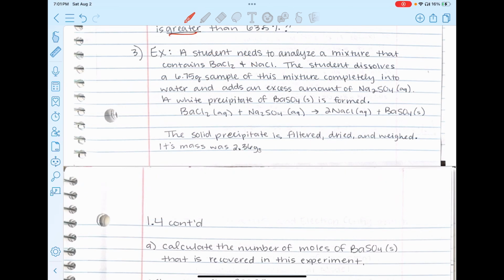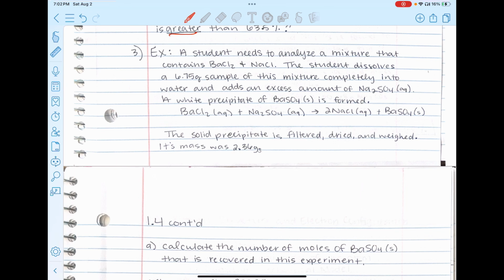Example 3. The student needs to analyze a mixture that contains barium chloride and sodium chloride. The student dissolves a 6.75 gram sample of this mixture completely into water and adds an excess amount of sodium sulfate, aqueous, which means it's dissolved in water. A white precipitate of barium sulfate, solid, is formed.